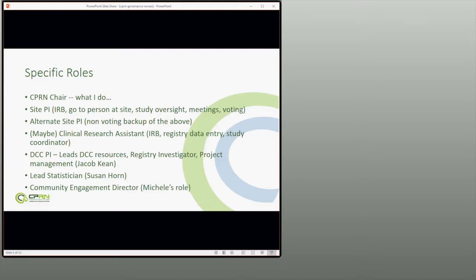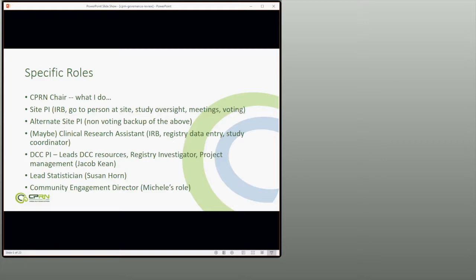So moving on to specific roles, I kind of jumped ahead and talked a bit about this. The chair role right now is what I'm doing, just kind of all things CPRN and trying to keep them moving. As I said, the site PI has responsibility for that IRB, but very often that gets delegated to a site coordinator or a clinical research assistant. But really the key differentiator is the voting, and the alternate is intended to be sort of the backup person. So there's another person that's very involved. The demands of CPRN and time are not insignificant, so it's great to have someone to share that load with.